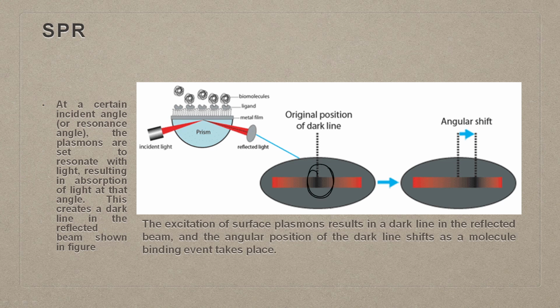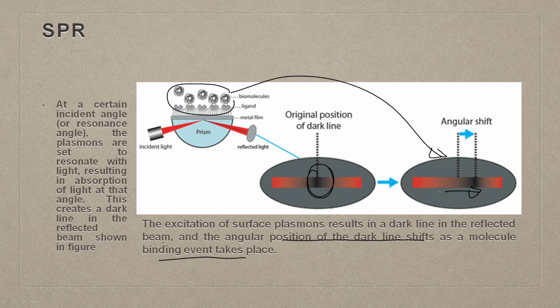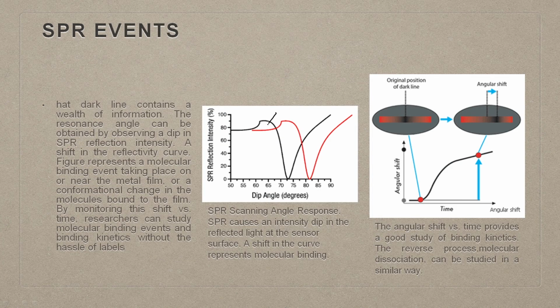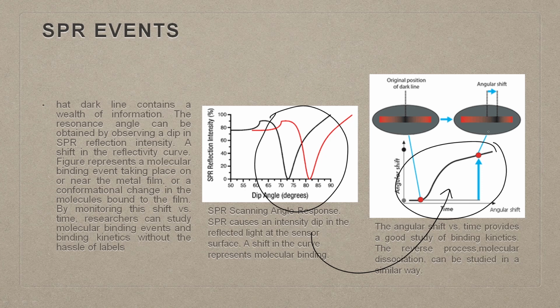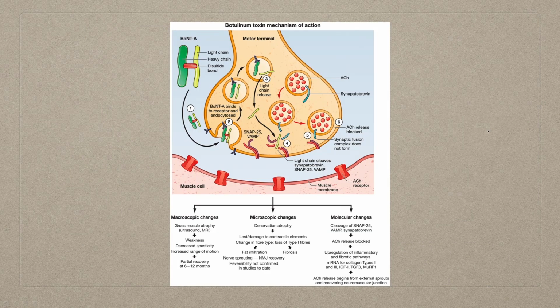The excitation of surface plasmon results in a dark line in the reflected beam, and the angular position of the dark line shifts as molecule binding takes place. So, any kind of binding assay will lead to a shift in the dark line. You could see there is a shift like this. The shift can be in both directions, by the way, and this is that angular shift. Based on that, the molecular events are quantified. Now, today you will observe how this particular technology is used for botulinum toxin detection. So, this is just a recap for you.